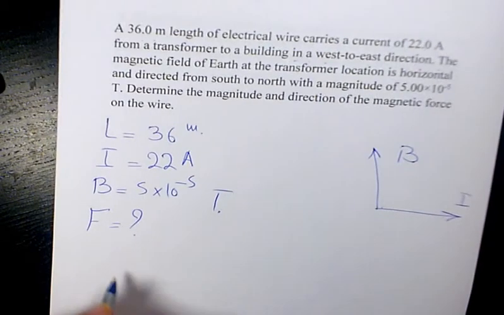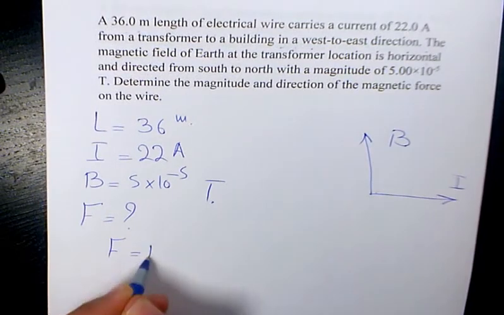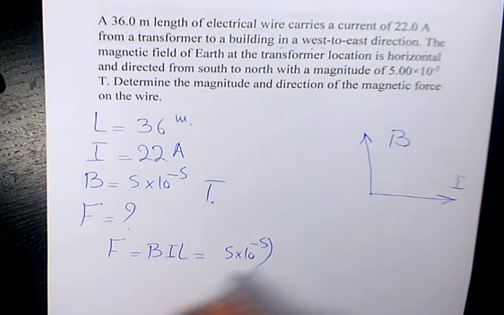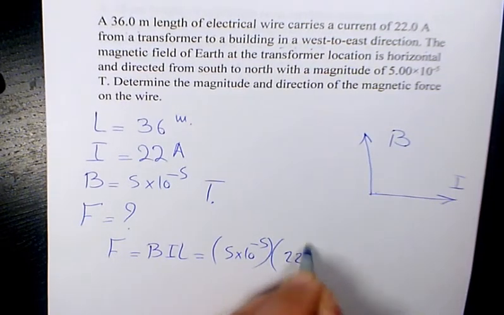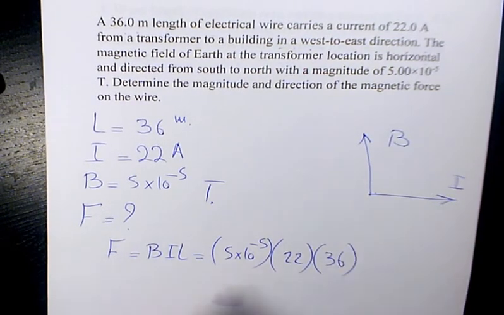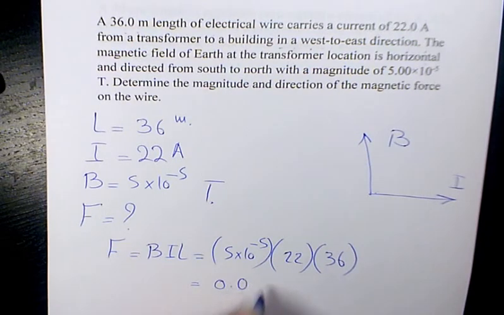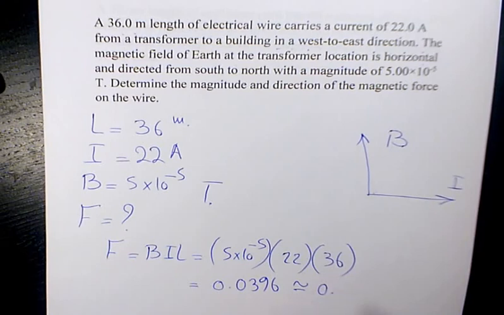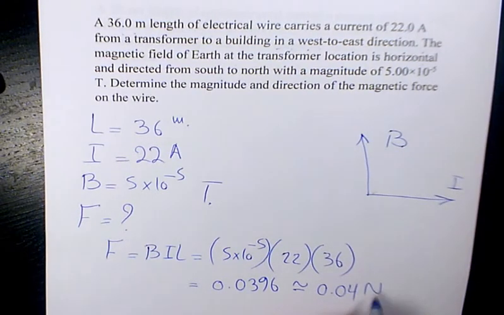They are perpendicular, so F equals BIL, 5 times 10 to the power of negative 5. I is 22. L is 36. So we have 5 times 10 to the power of negative 5 times 22 times 36. That's going to give me 0.0396, or I can say approximately 0.04 Newton.